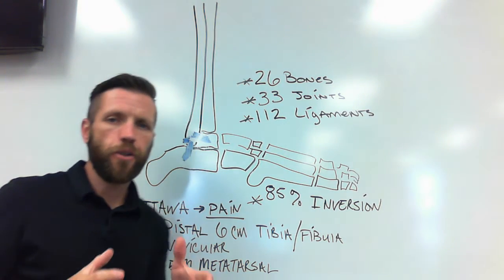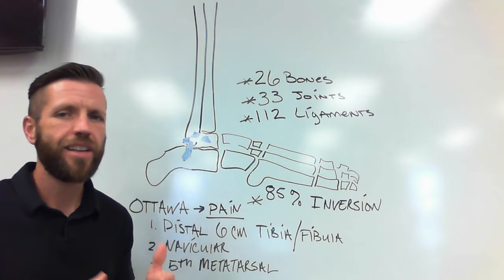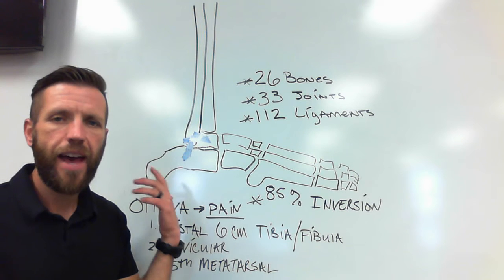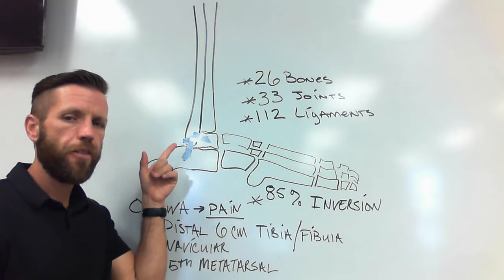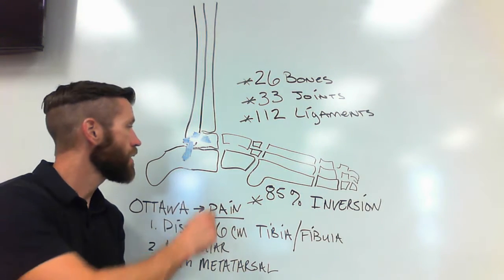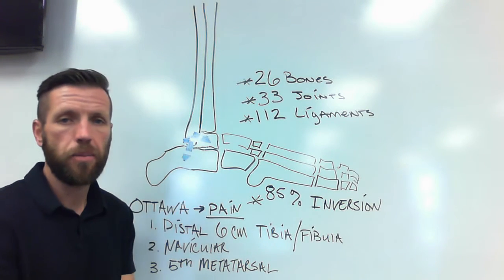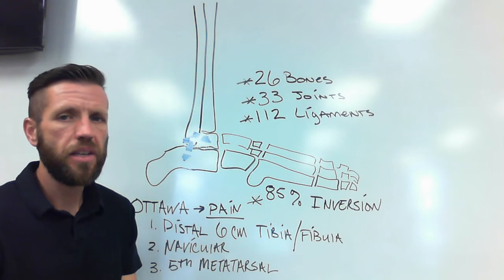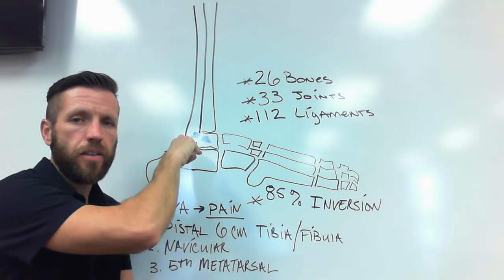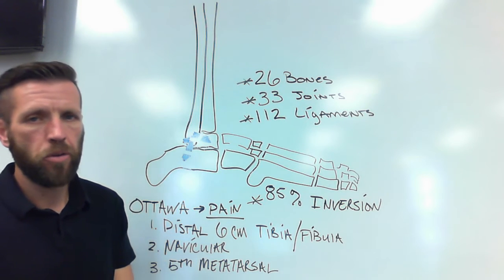But the anterior talofibular ligament is the one that takes the most of these injuries. Right behind that is a ligament that attaches from the fibula down to the calcaneus, called the calcaneofibular ligament. And then last but not least, there is a ligament on the back side of the fibula that attaches to the talus, called the posterior talofibular ligament.